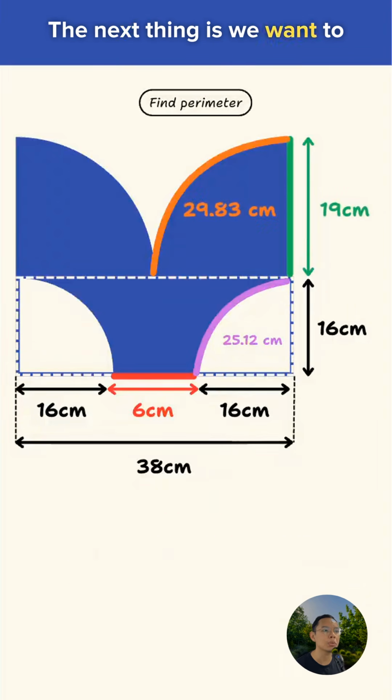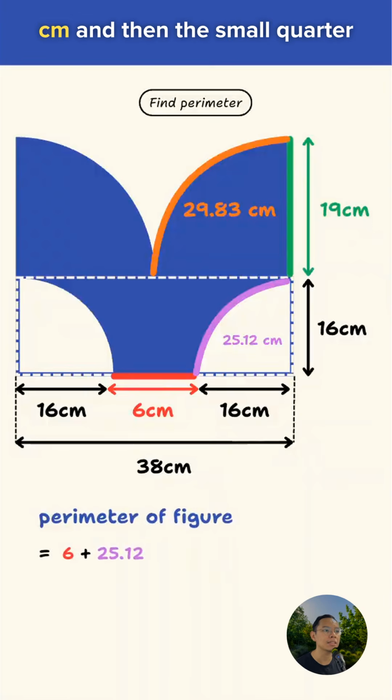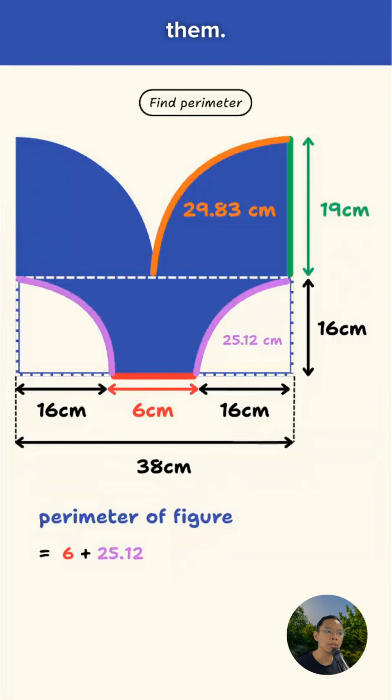The next thing is we want to get the perimeter of the whole figure. So first we will start with the 6 centimeters and then the small quarter circle, which is 25.12. But the thing is we have two of them, so we have to multiply it by 2.